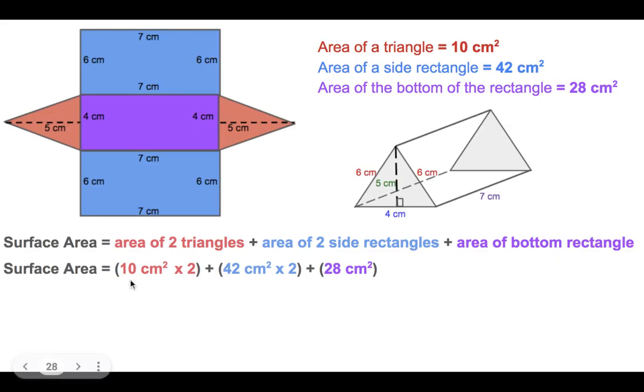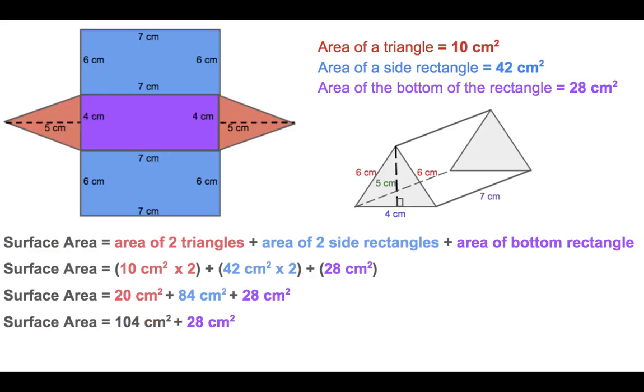So I put in my amounts underneath each one of the words. So I have 10 squared centimeters multiplied by 2 for the two triangles, 42 squared centimeters multiplied by 2 for the sides, and the bottom, there's just 1, so 28 squared centimeters. I simplify, and I end up with 20 plus 84 plus 28. So my surface area is a total of 132 squared centimeters.